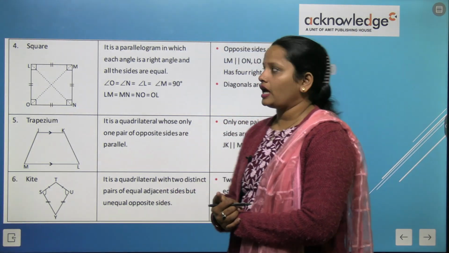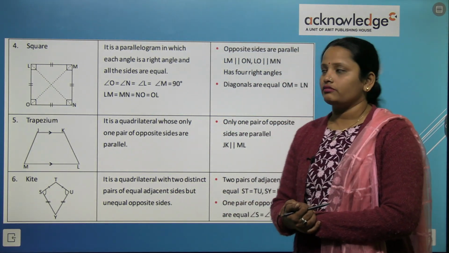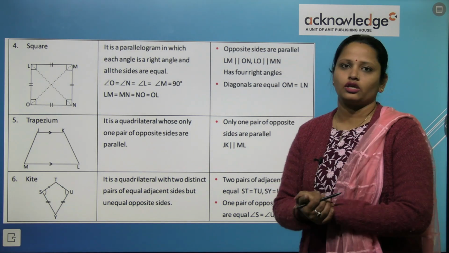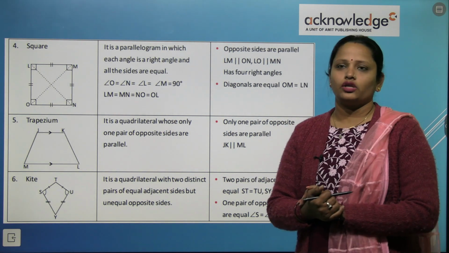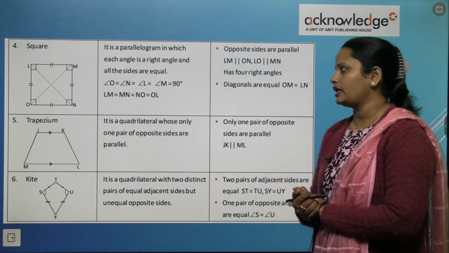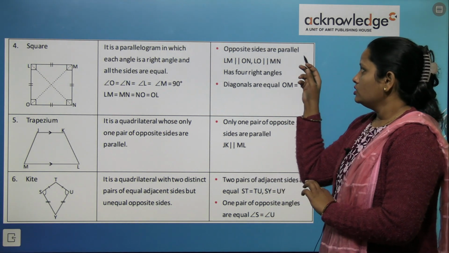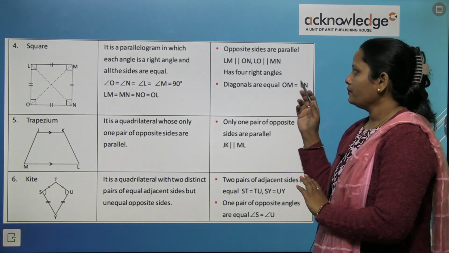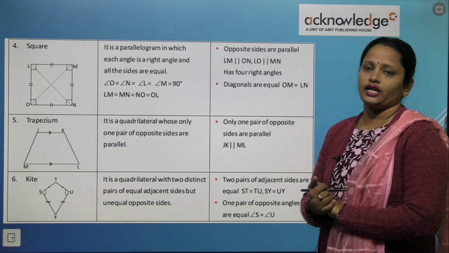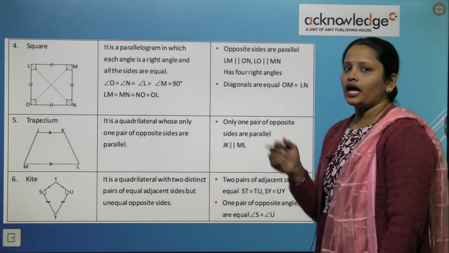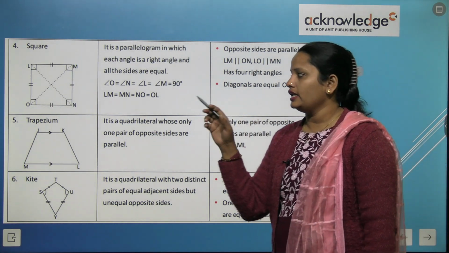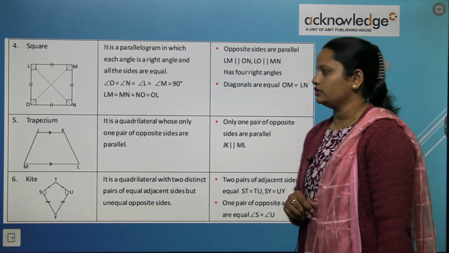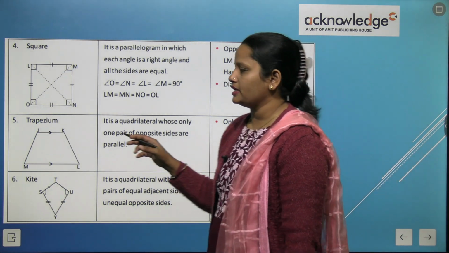Next is square. It is a parallelogram in which all the angles are 90 degree, right angle and all the sides are equal. इसके जो भी sides होते हैं वो equal होते हैं और जो angle होते हैं वो 90 degree के होते हैं, means right angle होते हैं. So opposite sides are parallel. इनके opposite sides parallel होते हैं and has 4 right angles. Diagonals are also equal. Diagonal L, N and M, O. These are equal.